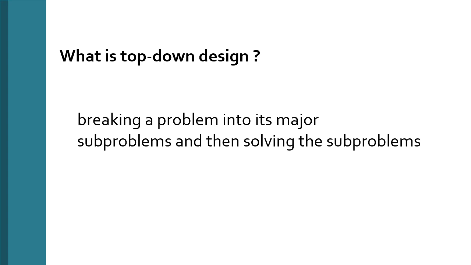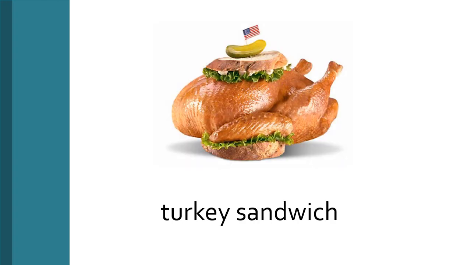All right, so top-down design, like I said before, is just to break a big problem into sub-problems. So like my example of a turkey sandwich. Obviously, this is not a very successful turkey sandwich. It would be very hard to eat this. But a turkey sandwich is made up of maybe bread, lettuce, cheese, turkey, of course. And those are all subproblems.